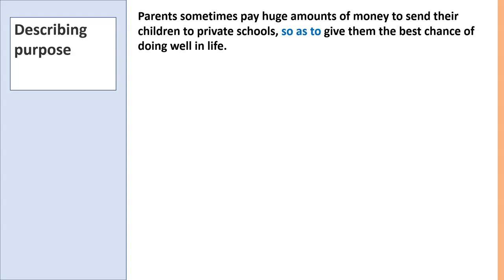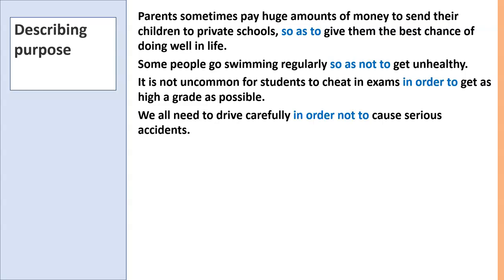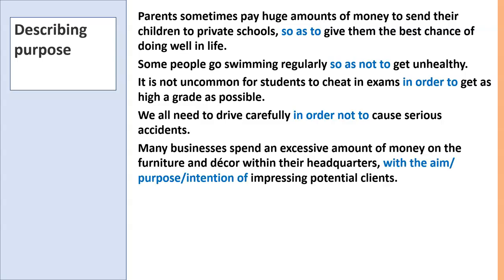Moving on to purpose and why we do things. We can use so as to. Why do you do something? So as to give people the best chance of doing well in life. We can use so as not to, so this has a negative form. Similarly, we can use in order to and in order not to. And we use this structure to introduce the purpose, why we do something or why we don't do something.